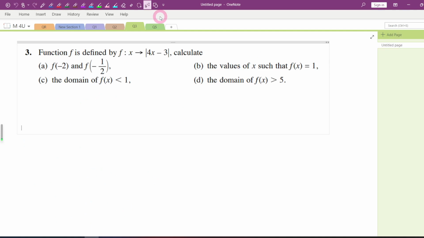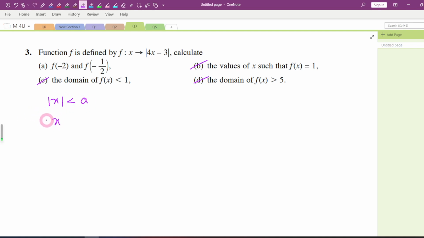Now let's go to question number 3. Before I show you how to solve, for this one I think it should be no problem. I will only show you the value of x, b, c, and d. Before I show you how to solve these 3 parts, you need to remember this. Let's say modulus x is less than a, for example, then x will be greater than negative a and less than a. This one you need to remember.